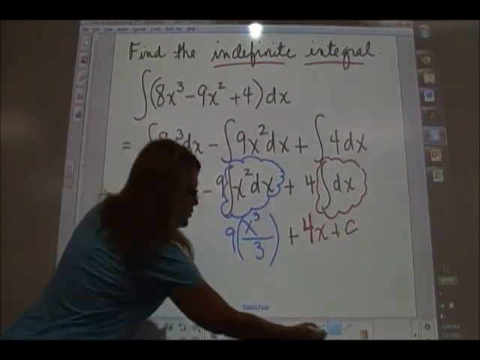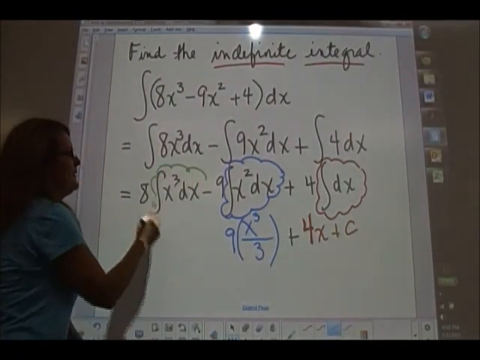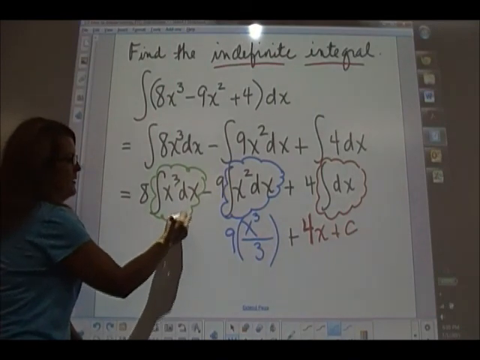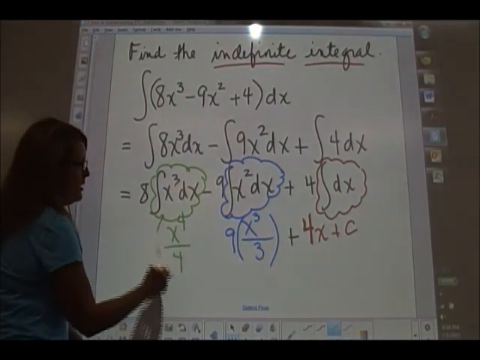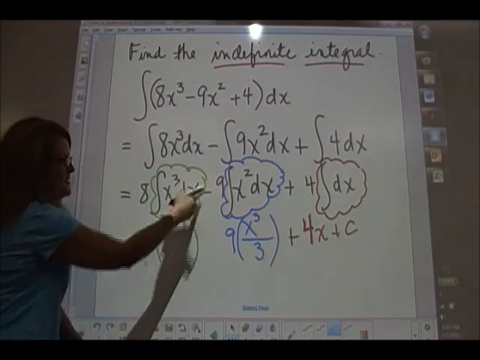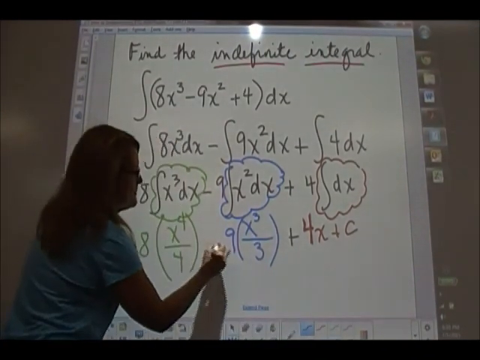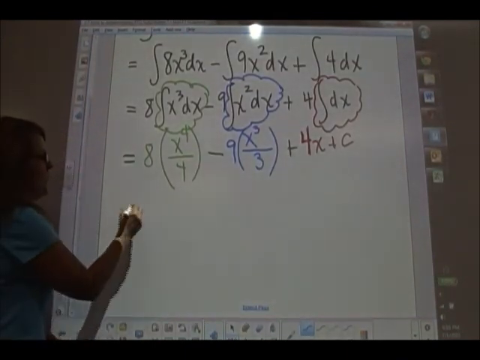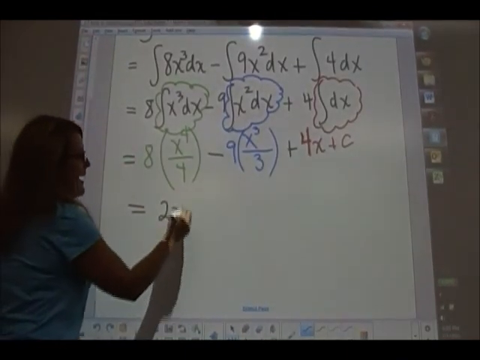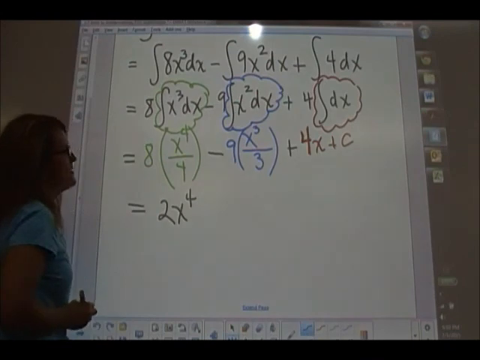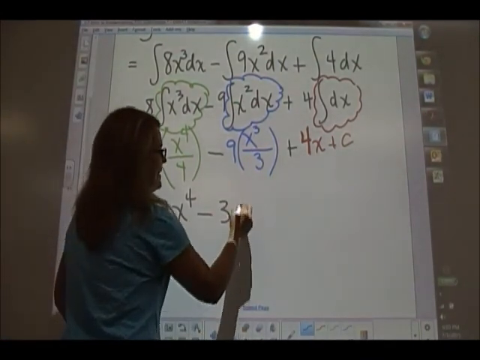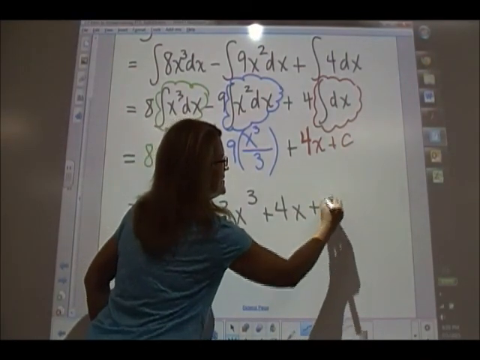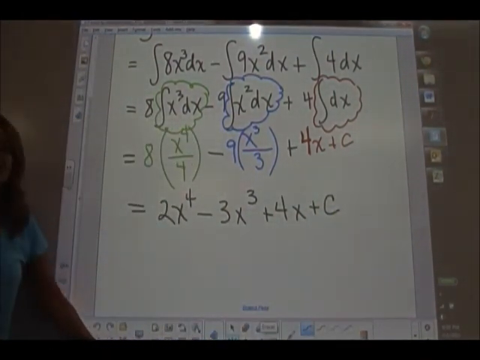How about the x cubed? Same thing. What would you like for me to write? 4 over 4. Okay, so I've got x to the 4th over 4. I'm multiplying that times the constant, and then of course I'm bringing down this minus. So in simplest form, my antiderivative is 2x to the 4th minus 3x cubed plus 4x plus c.